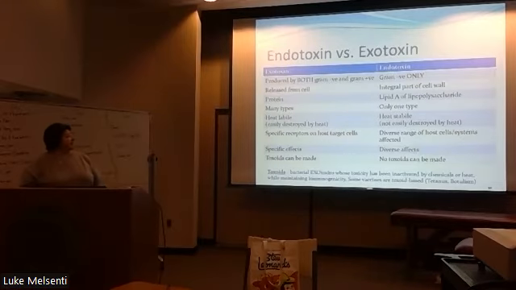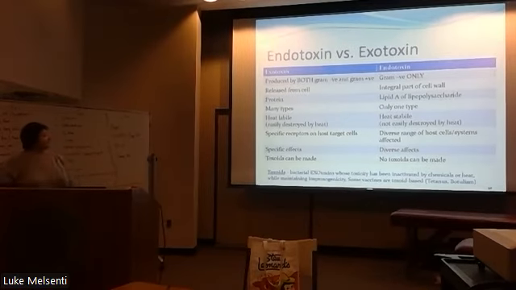Just a quick slide on the comparison so you can see it all in one place. Exotoxins are found in both gram-negative and gram-positive bacteria. Endotoxins are gram-negative only. Exotoxins are released from the cell. Endotoxins actually are part of the cell wall, and again, they're released by lysis.